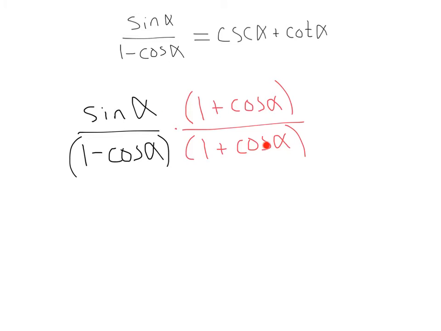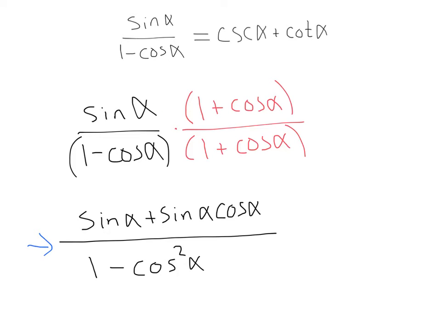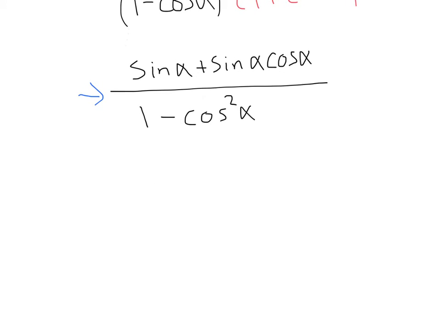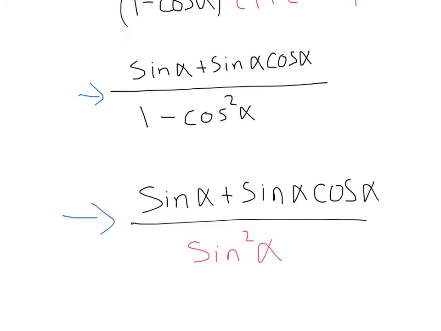If I distribute all of those out, I'm going to get sine alpha plus sine alpha cosine alpha over 1 minus cosine squared alpha. Going from here, let's see if we can recognize what to do next. Well, in the denominator, I see 1 minus cosine squared alpha. I should be thinking Pythagorean, and this 1 minus cosine squared alpha can be replaced with sine squared alpha.